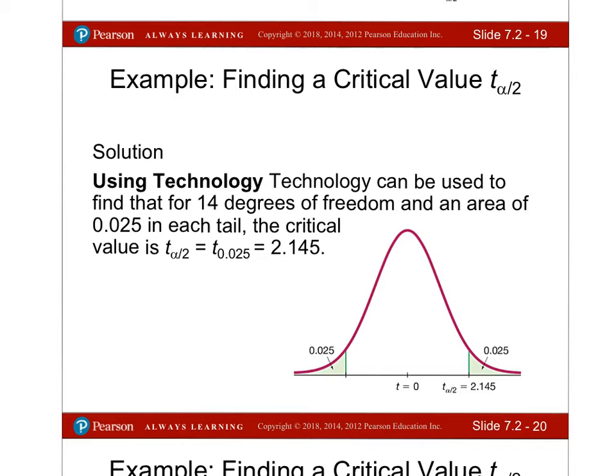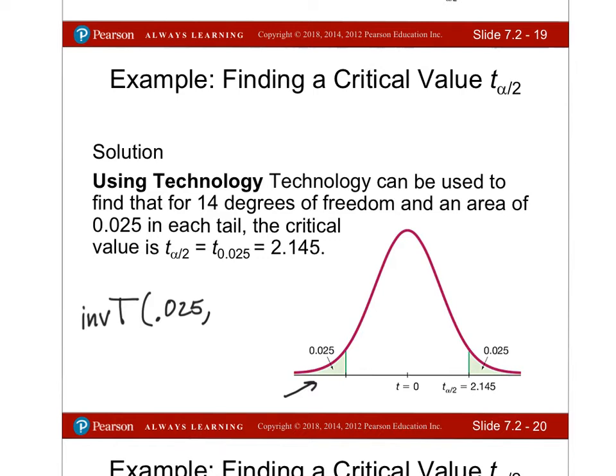Okay, so let me write down here what you're going to use. On a TI calculator, you're going to use this function, the inverse t distribution, INVT. What you're going to enter is the area in the left tail, and in our case we were doing 0.025, comma, the degrees of freedom.